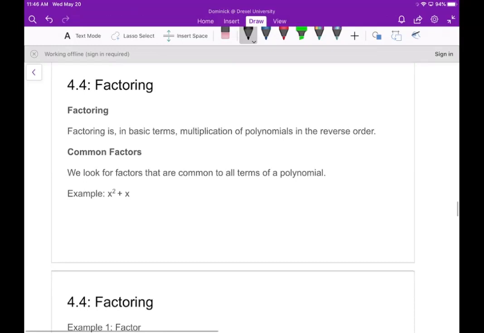One way that you can think of factoring is that it's sort of multiplication of polynomials, but in the opposite order. You can also think of it as undoing the distributive property. So you're going to be given some kind of polynomial, and we want to express it as what would be the original distributive property problem, essentially.